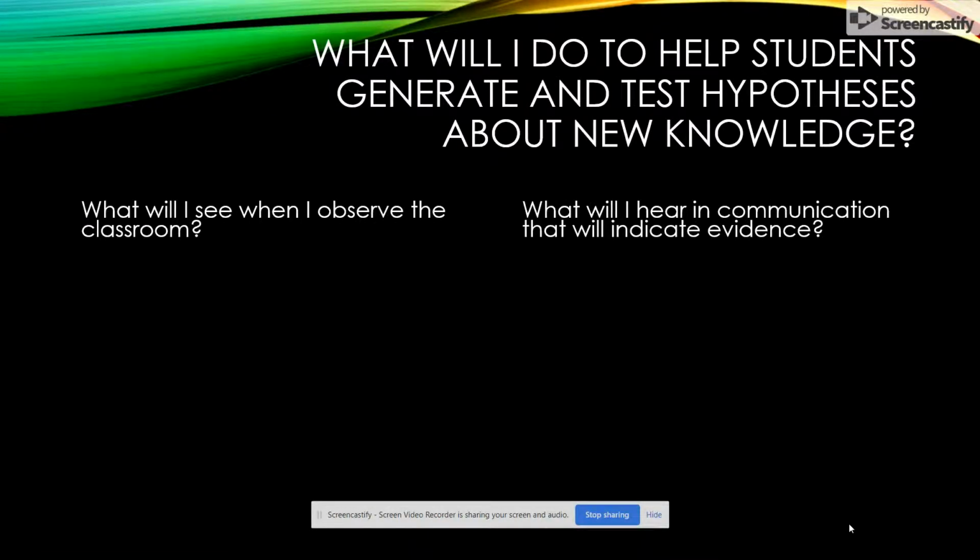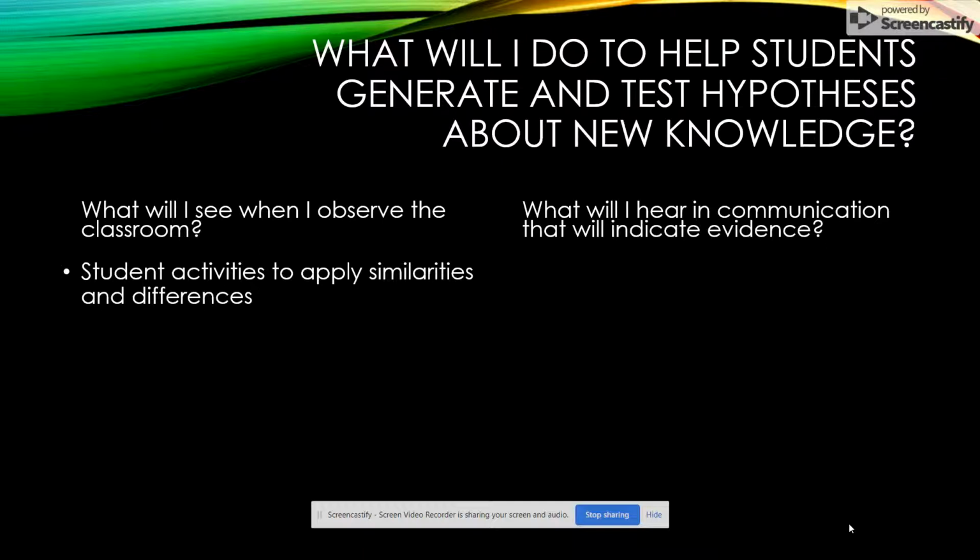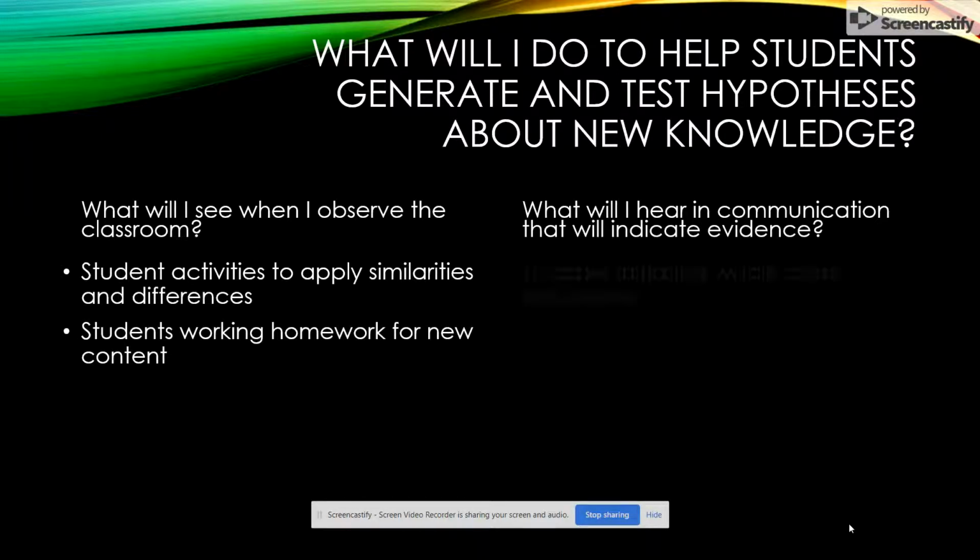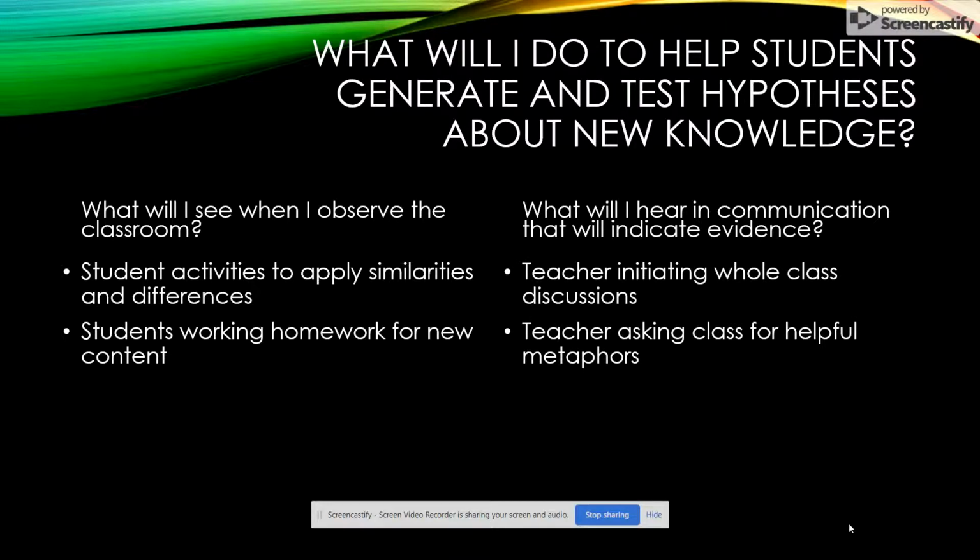What will I do to help students generate and test hypotheses about new knowledge? What will I see? I'll be able to see students' activities to apply similarities and differences, and then be working on homework for new content. What we'll be able to hear is the students or the teacher initiating whole class discussions, depending on what lesson they're working on. And the teacher will be asking students for helpful metaphors to help them with their homework.